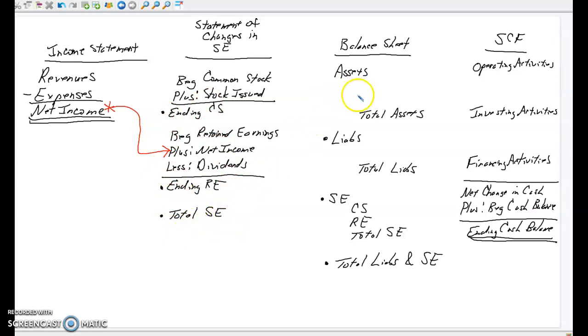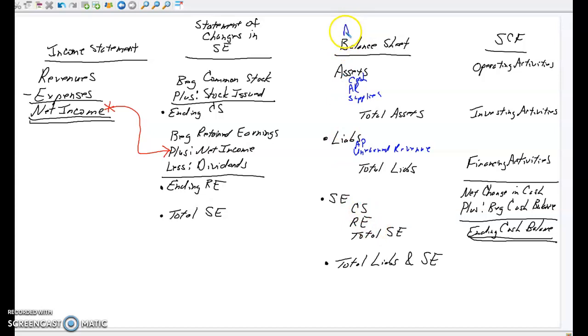The third financial statement is the balance sheet. We know the balance sheet is assets equal liabilities and stockholders' equity. So we'll have a heading of assets. We'll list all the various ones out, like cash, accounts receivable, supplies, etc. And then we will add those up. And then we'll list the liabilities, like accounts payable, unearned revenue, etc. And then we will add those up as well. Stockholders' equity is common stock and retained earnings.